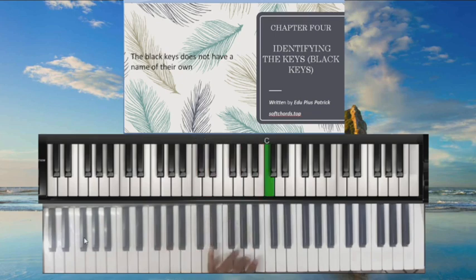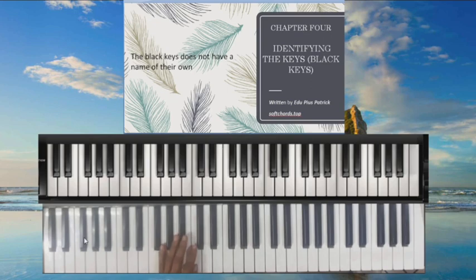And so, for us to get the names of these black keys, we must use the tones and semitones principle. What do I mean by that? We talk about tones and semitones, right? We talk about sharp and flat, right? We say a sharp is a forward movement, a flat is a backward movement. With this principle, we'll be able to identify the notes and give names to the black keys.